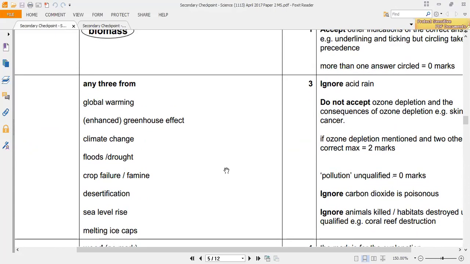Global warming, greenhouse effect, climate change, floods, droughts. Of course, floods in some places and droughts in others. Crop failure, which will lead to famine. Desertification. Of course, the sea level will rise due to the melting of the ice caps found in the North and South Pole.